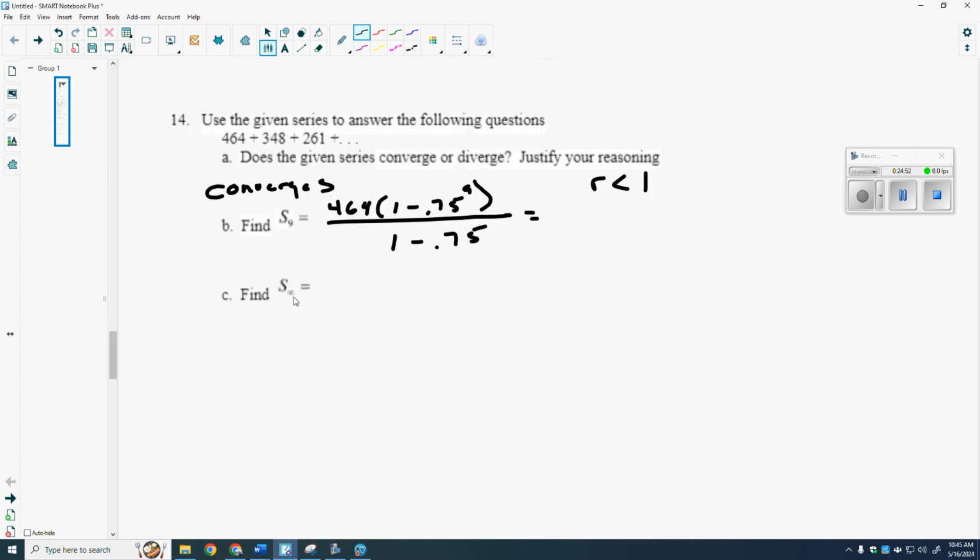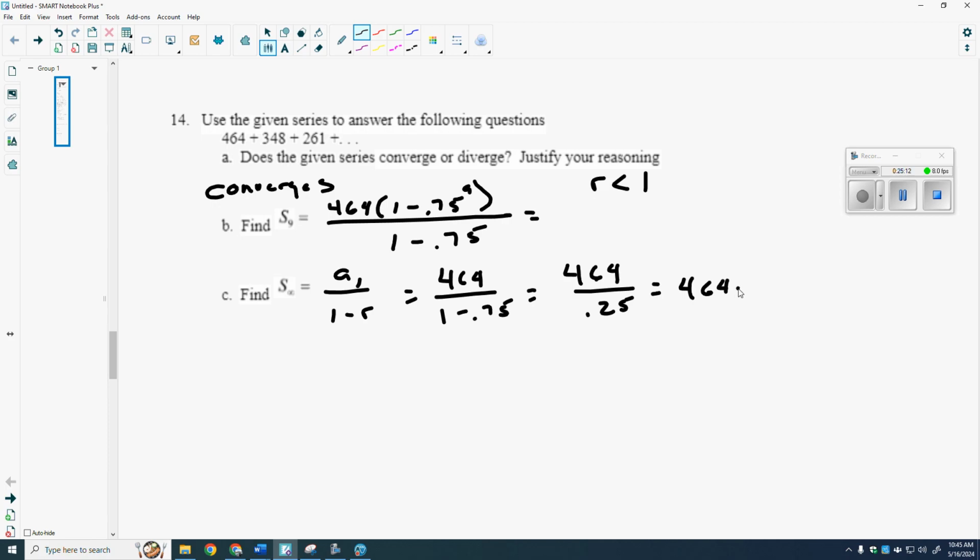Okay, S sub infinity. Simply a sub 1 divided by 1 minus r. First term, 464. 1 minus 0.75 is 0.25. So I have 464. I'm just going to show you one more quick way of thinking about it. Dividing by a quarter is the same thing as multiplying by 4. So you can also just do that. Whatever works, whatever you like. And I get 1856. You can do 464 divided by 0.25 or recognize it's multiplication. Either way.